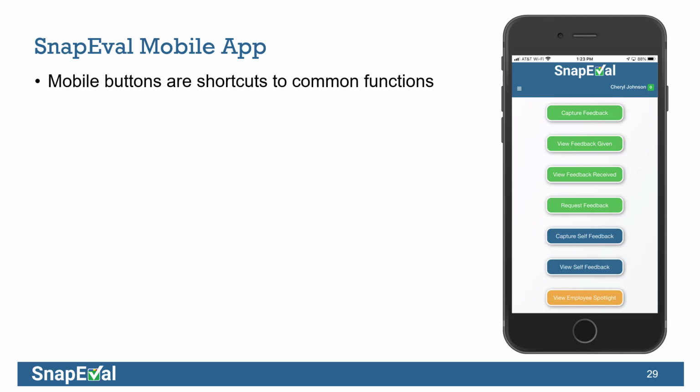The way the SnapEval mobile app is structured is basically there are a bunch of shortcut buttons that take you to do things that are your common tasks in SnapEval.